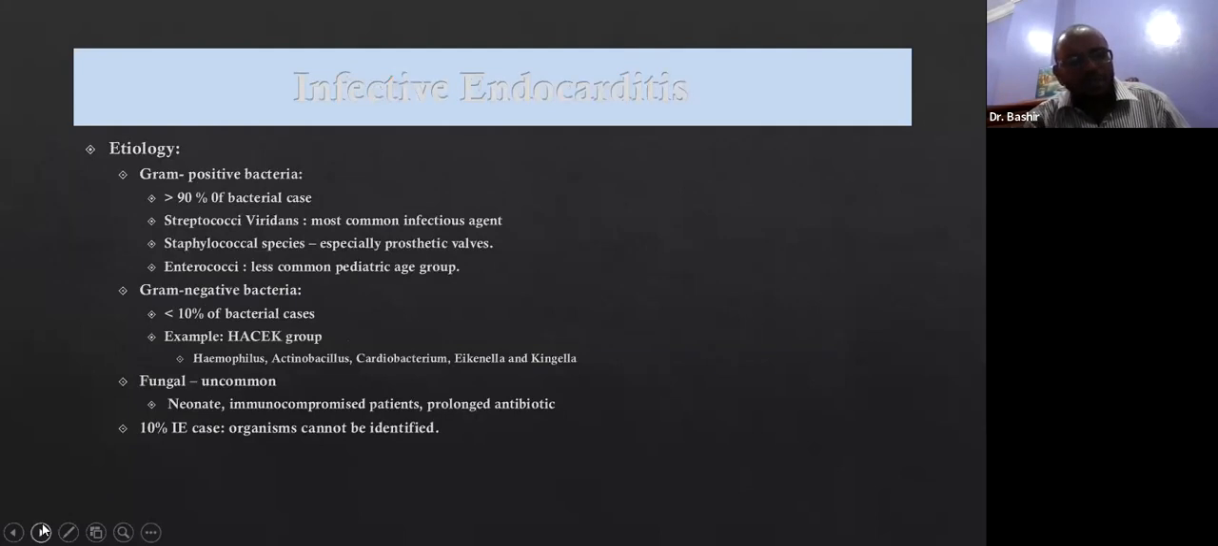Etiology: the most common cause is gram-positive bacteria, more than 90% of bacterial cases. Streptococcus viridans is the most common infectious agent, or Staph, especially in prosthetic valves. Enterococci are less common in the pediatric age group and common in adults.